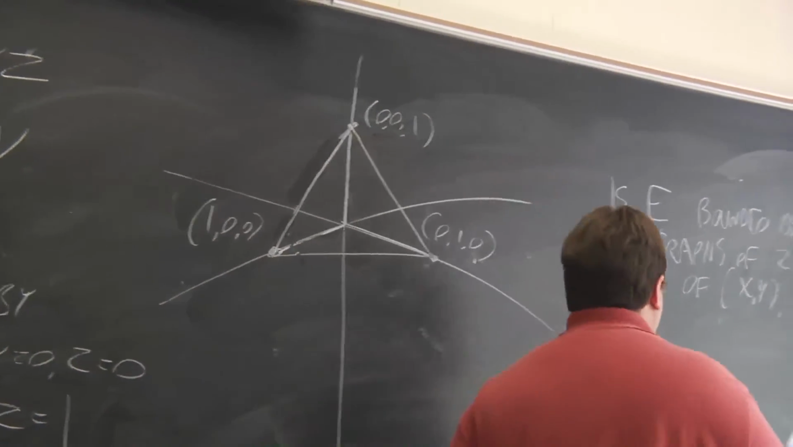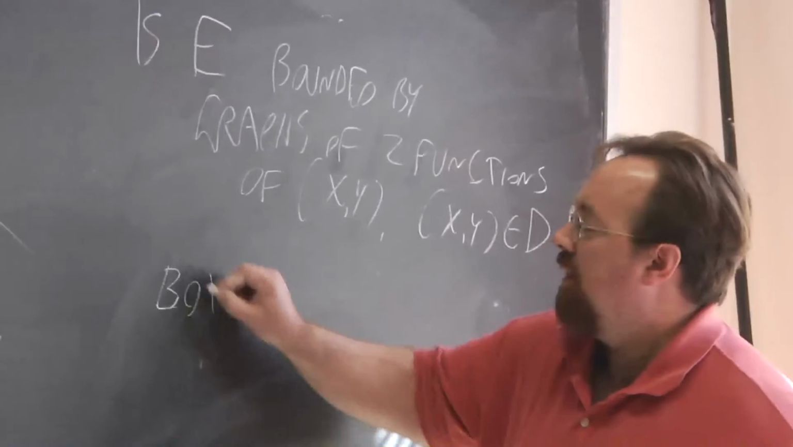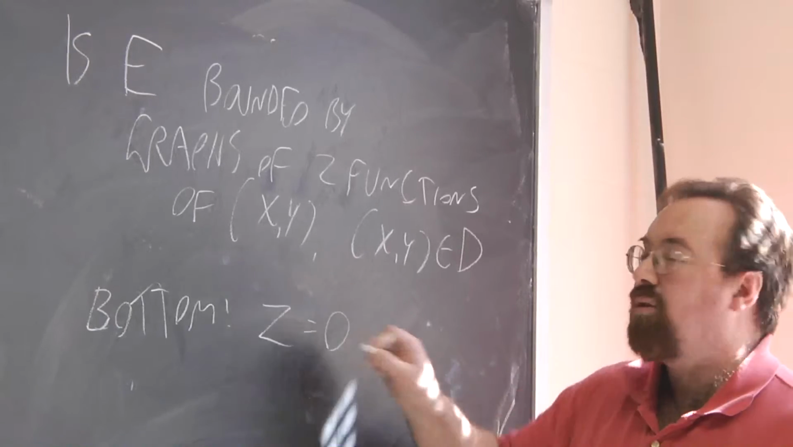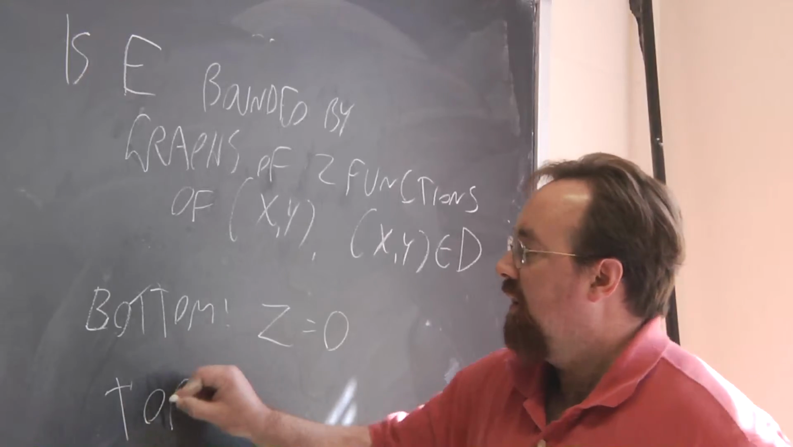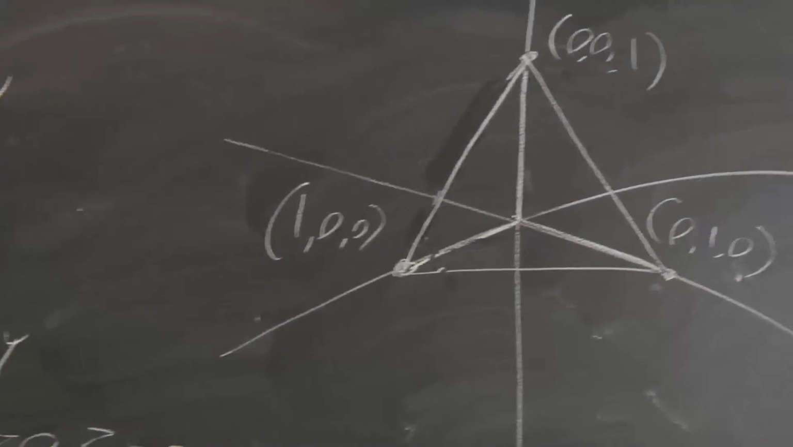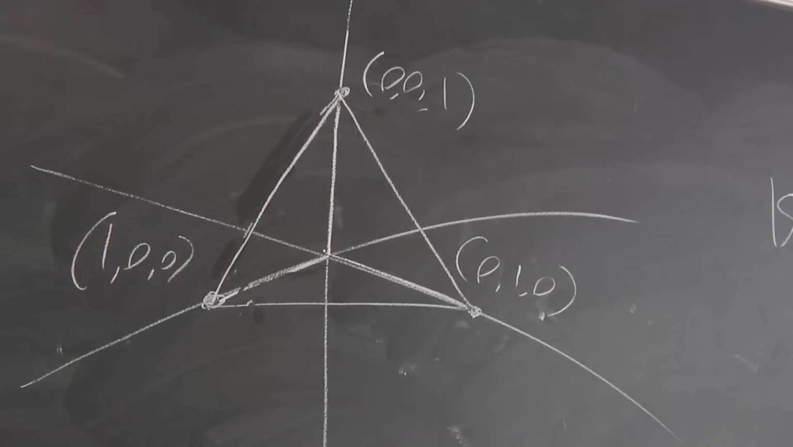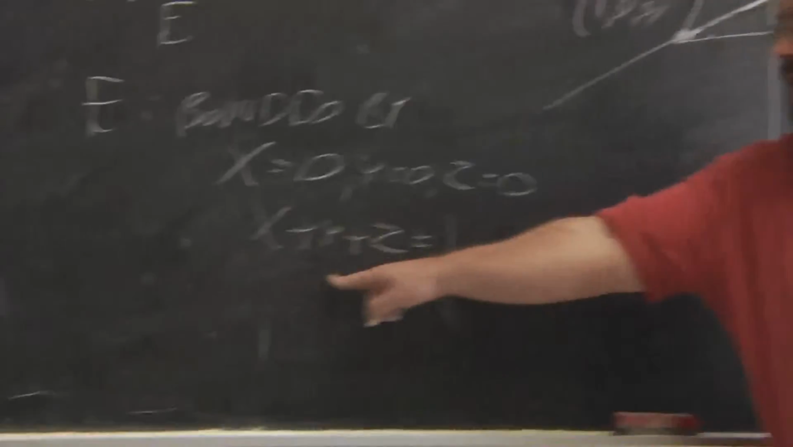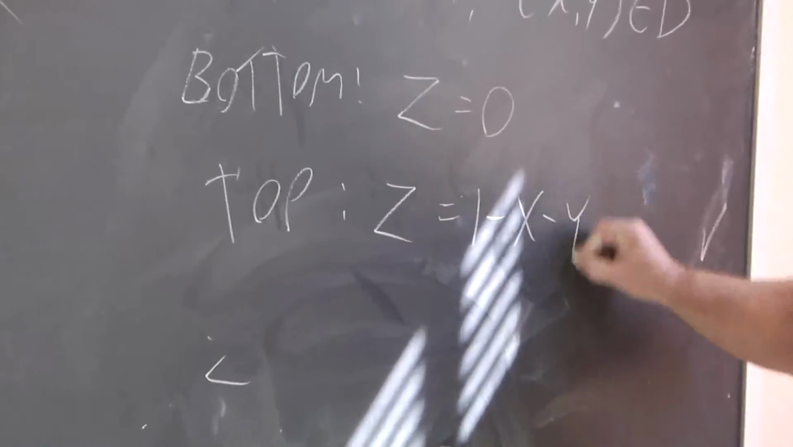In this case, the answer is yes, because you can think of this tetrahedron as being bounded below. On the bottom, you have the function z equals 0 that defines the base of the tetrahedron. And then the top, this front triangle here, is defined by this function. I'm just going to take the equation for this plane and solve it for z in terms of x and y. So z is 1 minus x minus y.